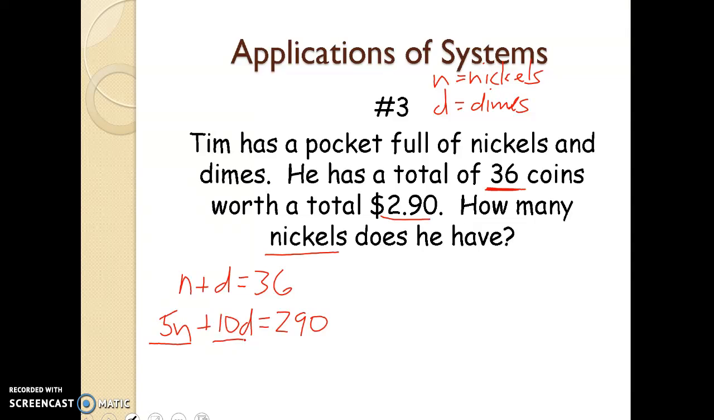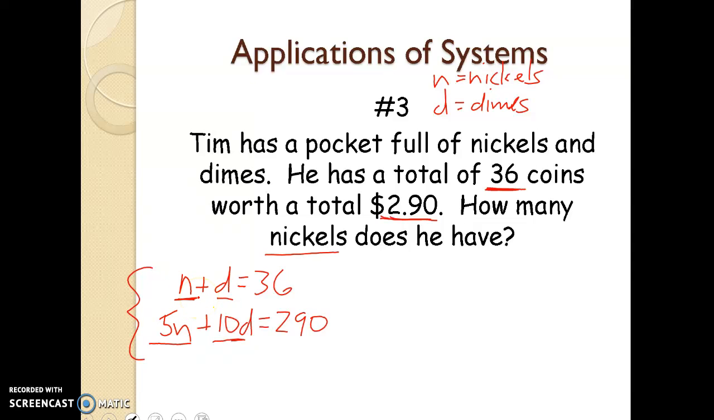5 cents for each nickel, 10 cents for each dime. 290 cents is the same thing as $2.90. So here we have our system. So again, I could use substitution here if I solve for this N or solve for this D pretty easily. Maybe I'll do that in this case.